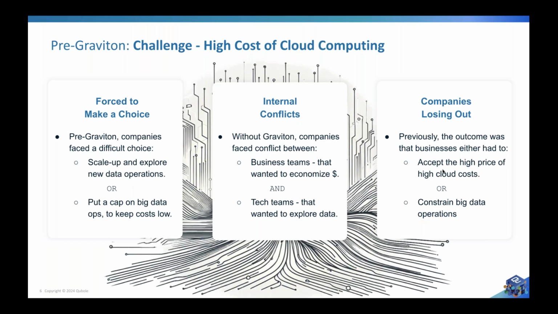Companies either accept the high prices of high cloud costs, or are constrained in their big data operations. This has a strong correlation with the first one, where you have to make a choice between scaling up or putting a cap and restricting innovation. Either you spend a lot of dollars or you cap your innovation, correct? With Graviton you can do both: you can start innovating while not compromising on your workloads.